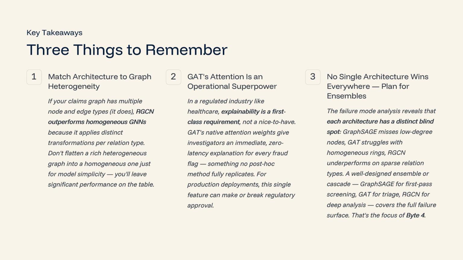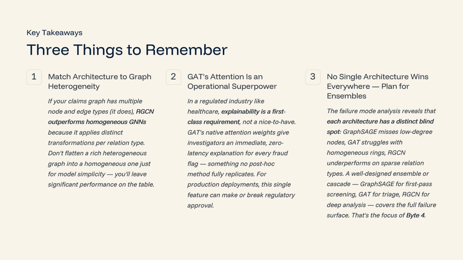One is to match the architecture to your graph heterogeneity. If your claim data has multiple node types and edge types, and it does, RGCN is the most faithful fit. So don't flatten a heterogeneous graph into a homogeneous one for convenience. Please note this point because it might be useful for your implementation as well, otherwise you leave measurable performance on the table. Please don't flatten any heterogeneous graph into a homogeneous one for model convenience, because I have noticed that.